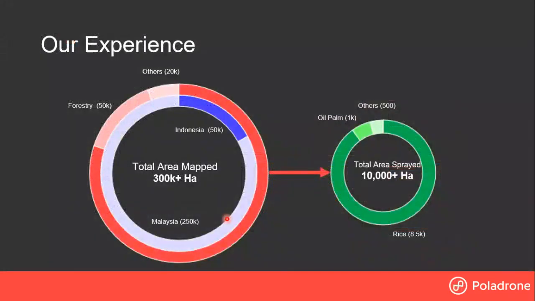So this is our experience in mapping. We have mapped more than 3,000 hectares, where 50 of it is in Indonesia, the rest of it in Malaysia. And then on the right here is our experience in spraying. I would say 80% will be in paddy field, the rest of it in others and oil palm.